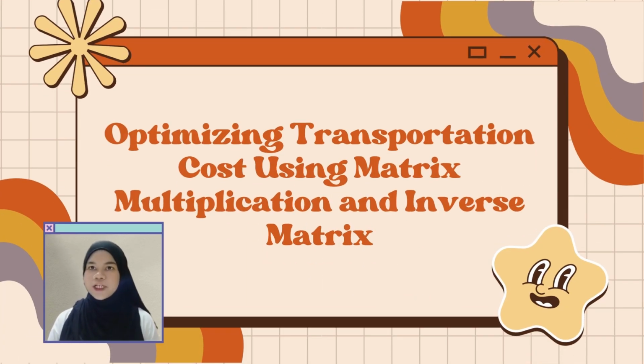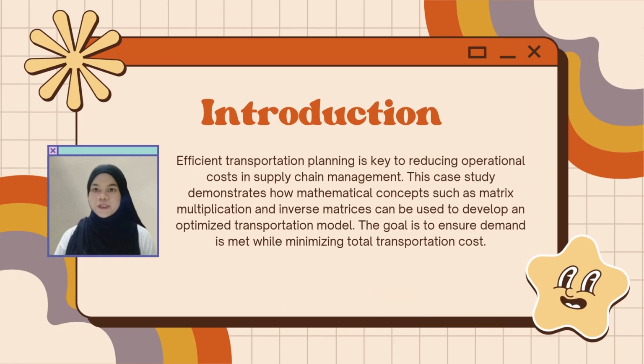Optimizing transportation costs using matrix multiplication and inverse matrix. Introduction. Efficient transportation planning is key to reducing operational costs in supply chain management. This case study demonstrates how mathematical concepts such as matrix multiplication and inverse matrix can be used to develop an optimized transportation model. The goal is to ensure demand is met while minimizing total transportation costs.